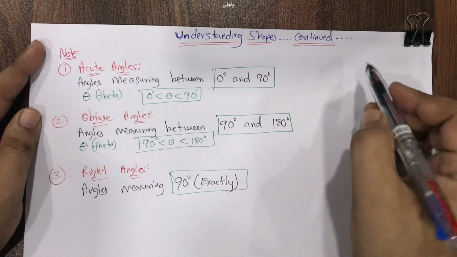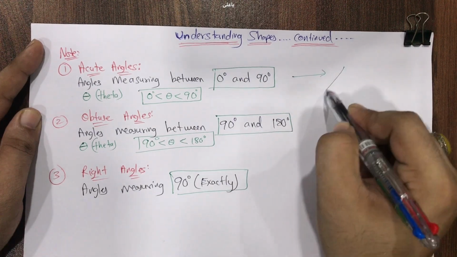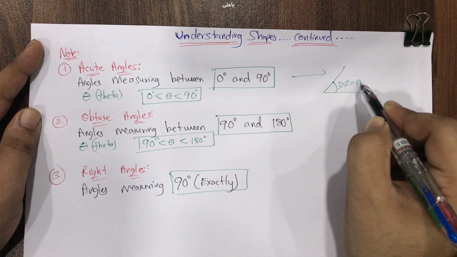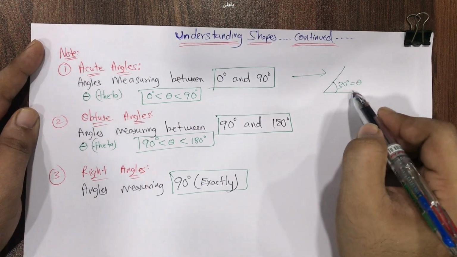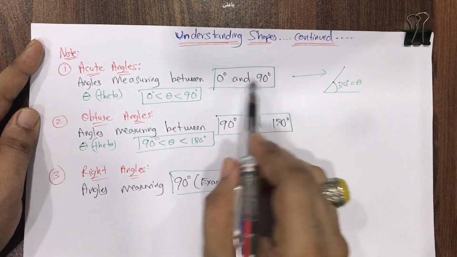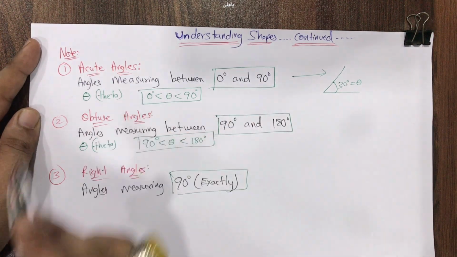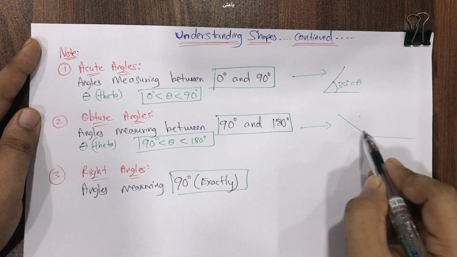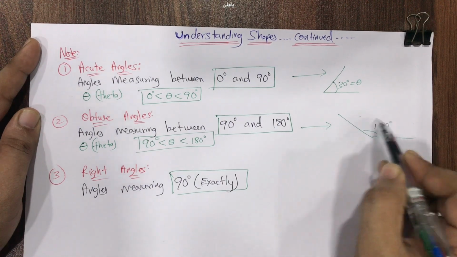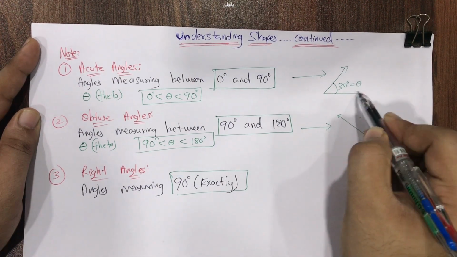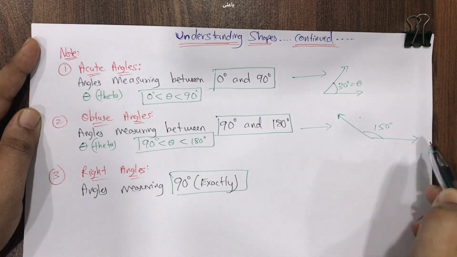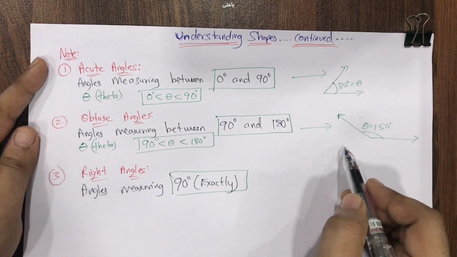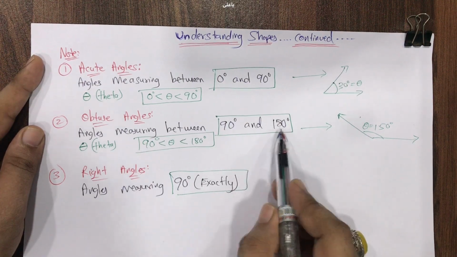Let me give some examples. For this, I'll give an example of 30 degree. My theta is equal to 30 degree. This angle is greater than 0 and less than 90, so it's an acute angle. An example for obtuse will be 150 degree. Always the arrow head should be drawn like this. So here theta is equal to 150 degree. It's greater than 90, less than 180.